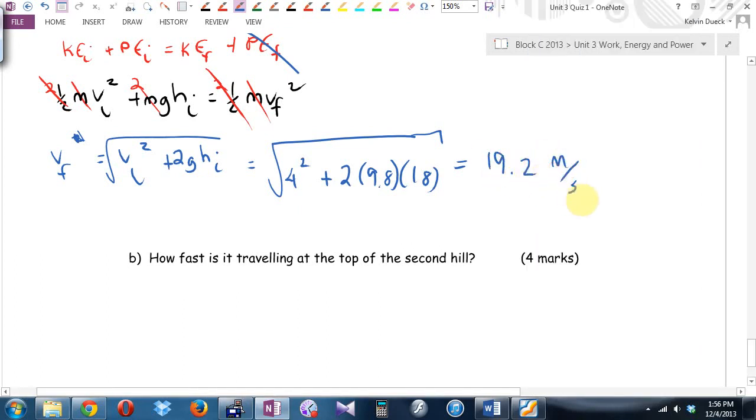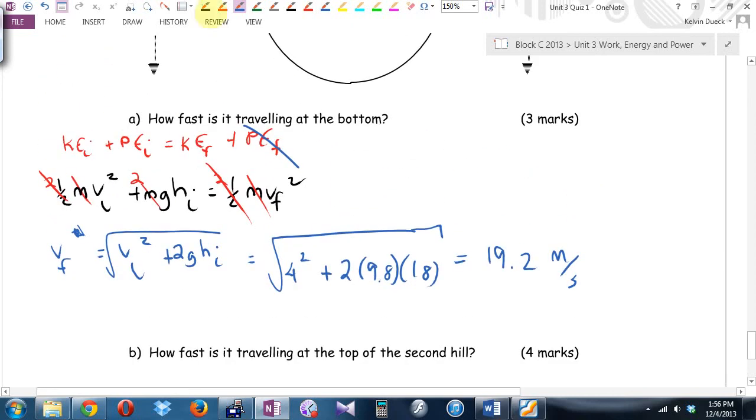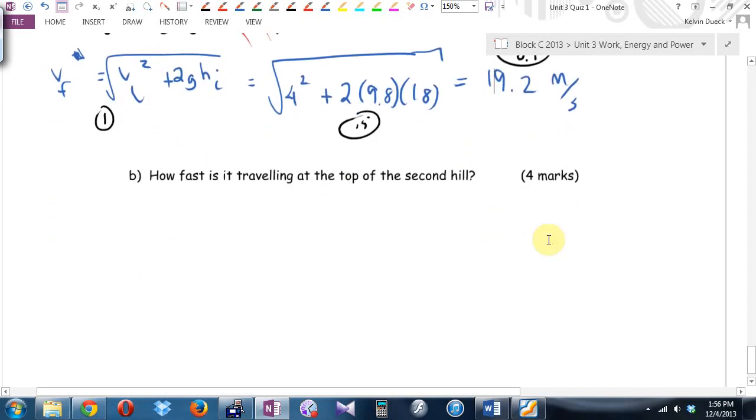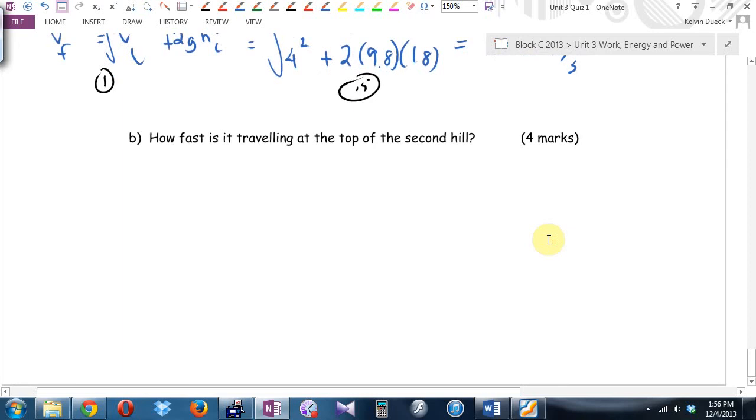meters per second. Now, if you got that, you get 3 out of 3. Otherwise, I would probably do something like this. I would give you 1 mark if I saw that, 1 mark if I saw that, half mark for the numbers, and a half mark for the answer. Probably something like that. How fast is it traveling at the top of the second hill?